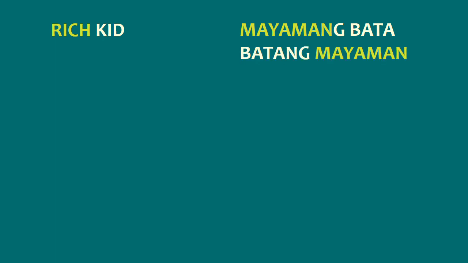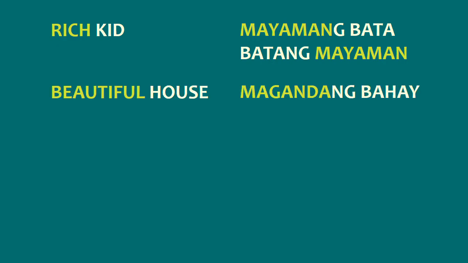Rich kid in Filipino can be mayamang bata. Here, the adjective is placed before the noun. Or it can be batang mayaman, where the adjective is placed after the noun. Beautiful house can be magandang bahay. Again, the adjective placed before the noun. Or bahay na maganda. Adjective placed after the noun.